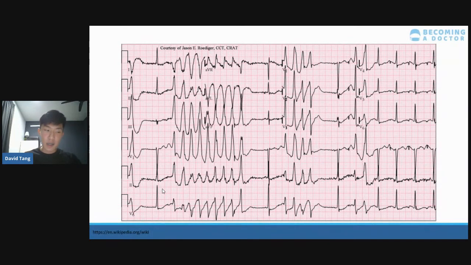Right, so basically I would describe this as a polymorphic ventricular tachycardia. So as you can see, the QRS complexes here are wide, and when we describe QRS complexes as wide, they are basically more than 3 small squares or 120 milliseconds.